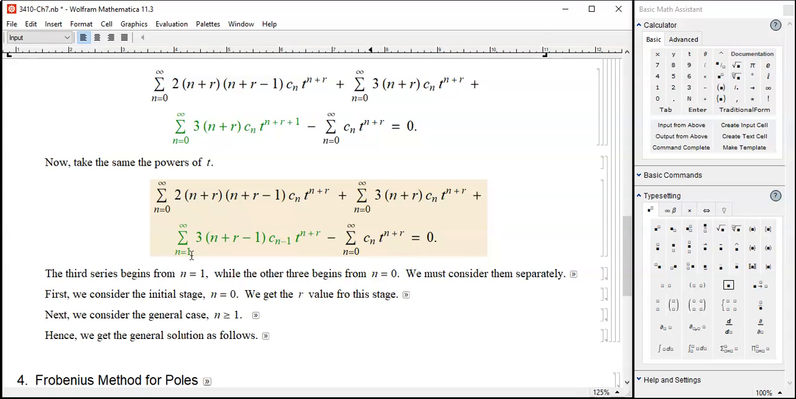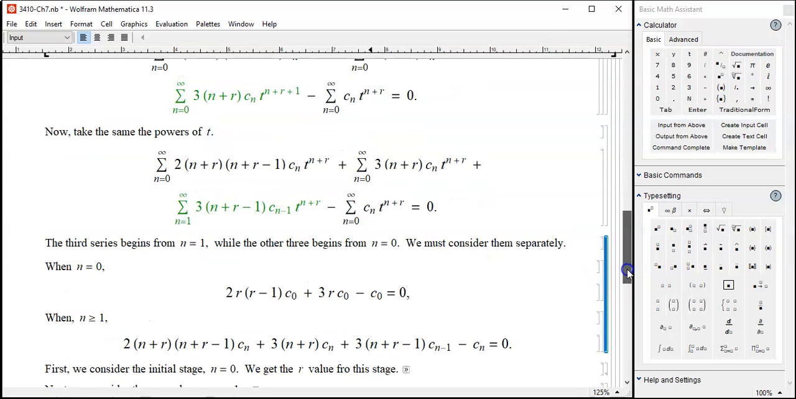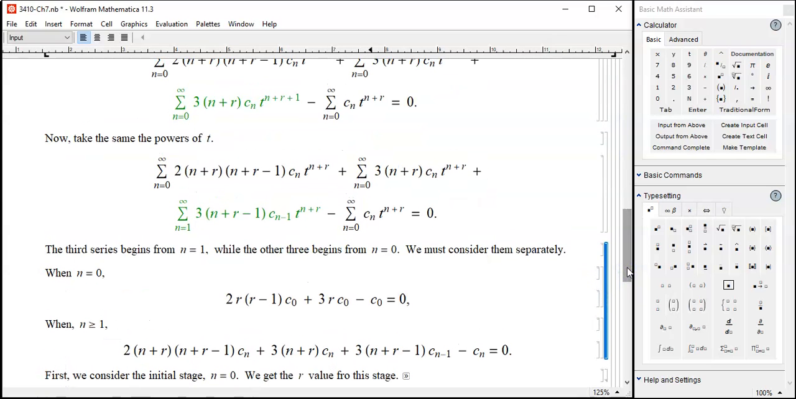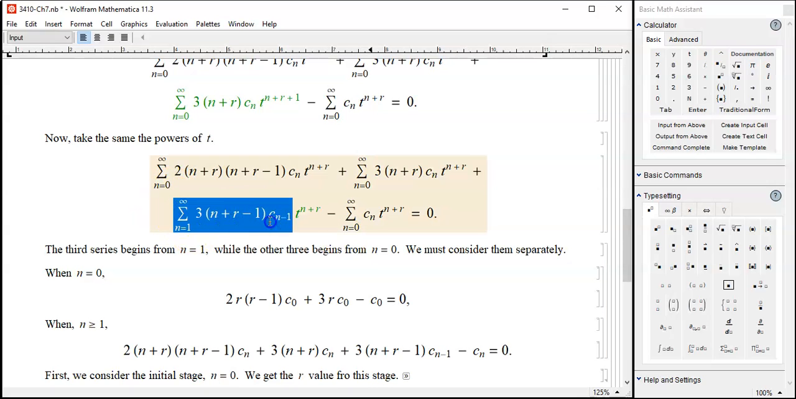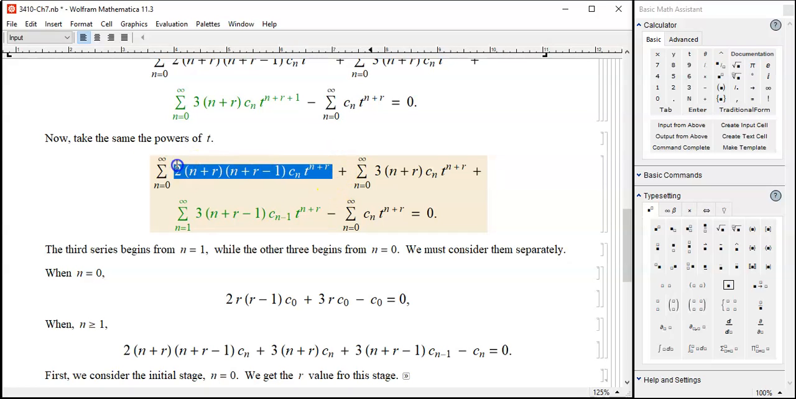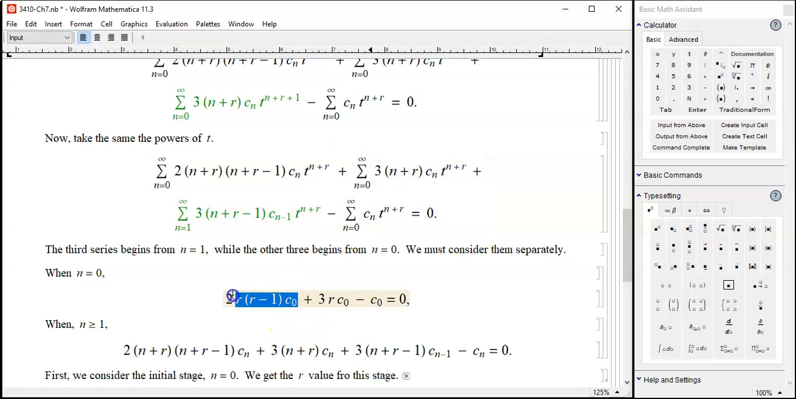When n is equal to 1 or higher, everything makes sense. But when n equals to 0, this green part does not exist. So you have to consider only these three. Well, here we go. When n equals to 0, okay, 0, this green part does not contribute. So plug in n equals to 0 from here, the first series, we get this expression. N is equal to 0, so 0, 0, so we got r and r minus 1.